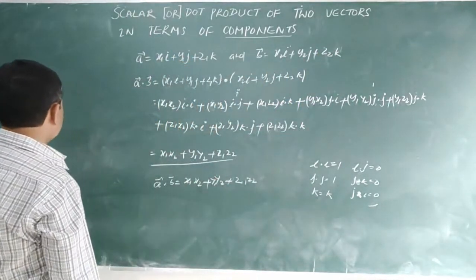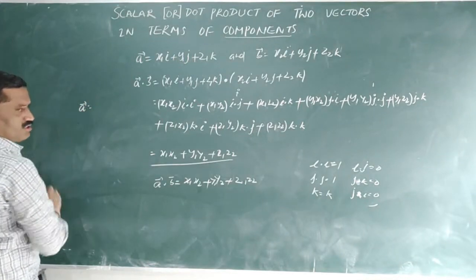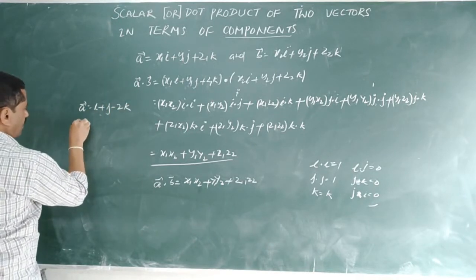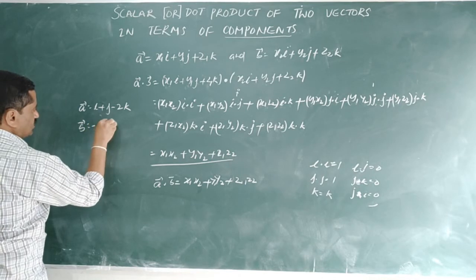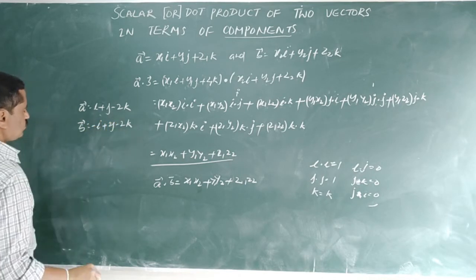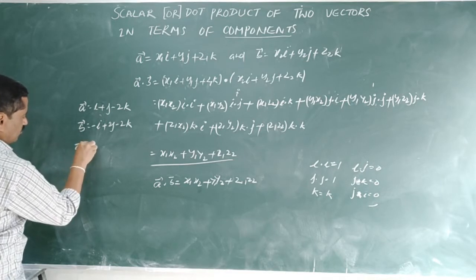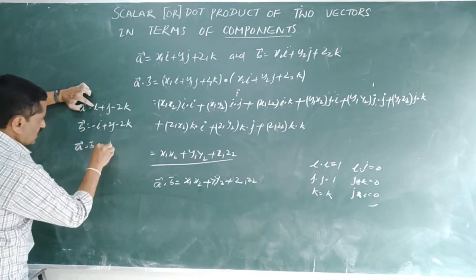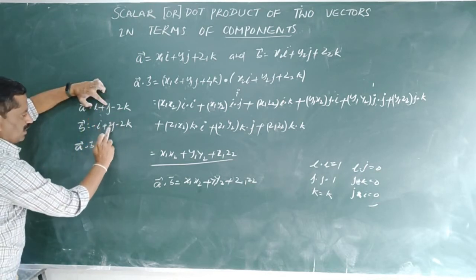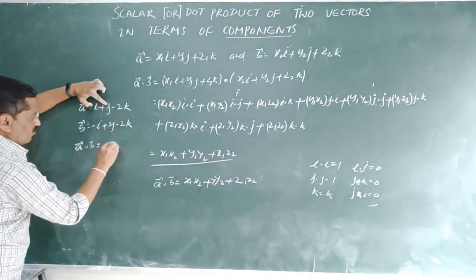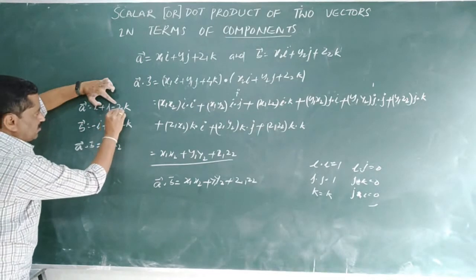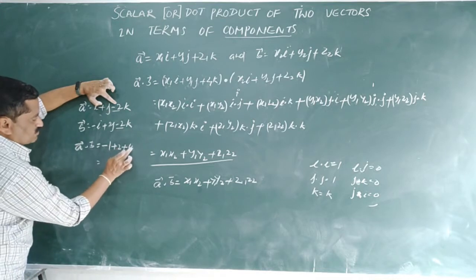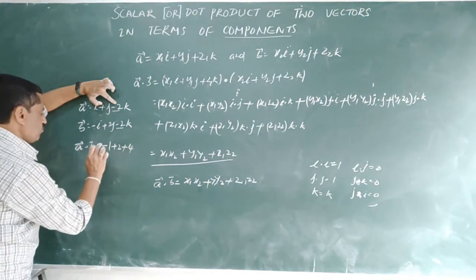For example, if A bar is equal to i plus j minus 2k and B bar is equal to minus i plus 2j minus 2k, then A bar dot B bar is equal to, what is the scalar component here? That is 1 into minus 1, we have minus 1. 1 into 2, we have plus 2. Minus 2 into minus 2, we have plus 4. That is equal to 2 plus 4, 6. We have 6 minus 1, we have 5.